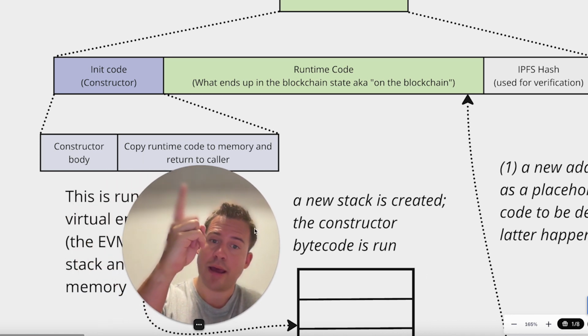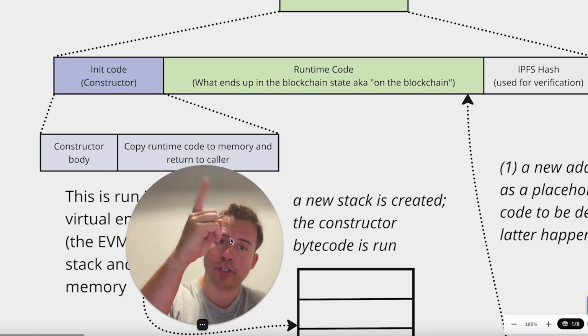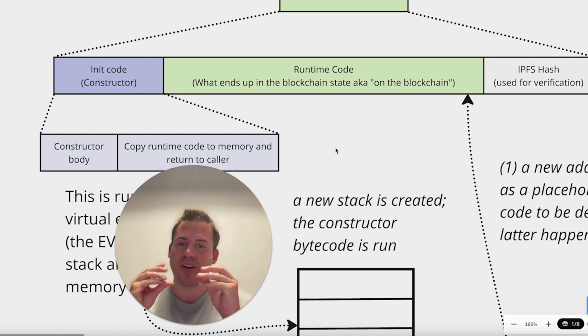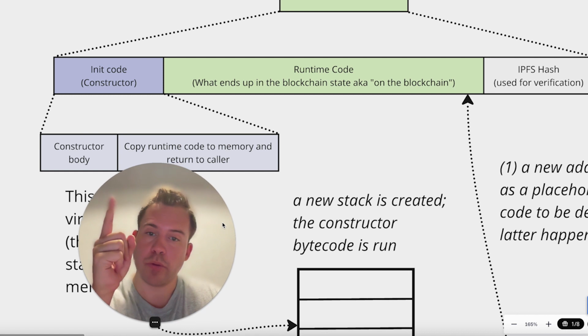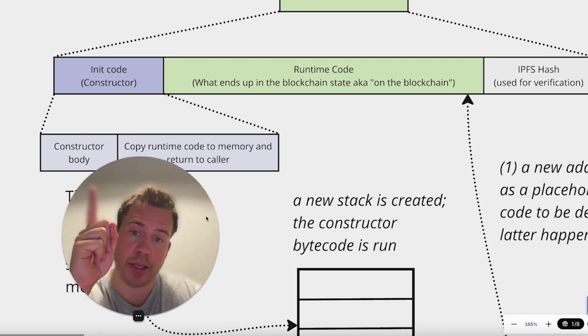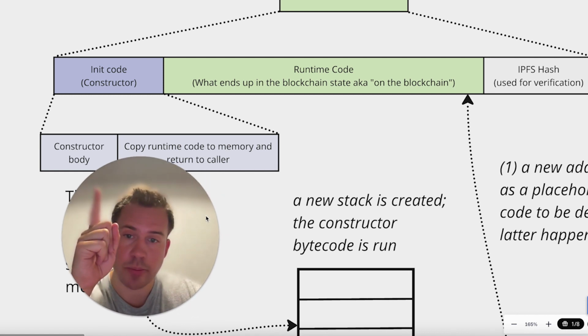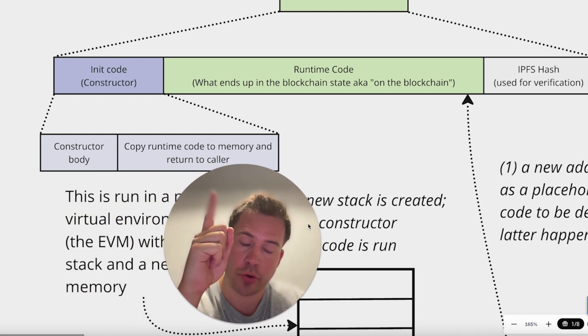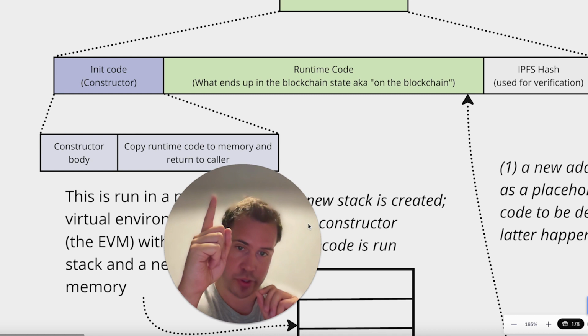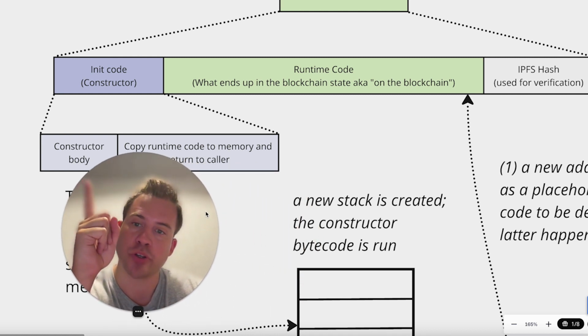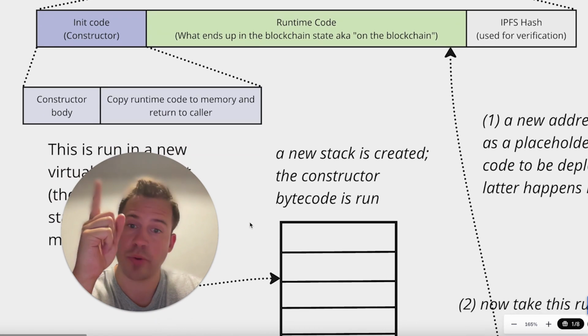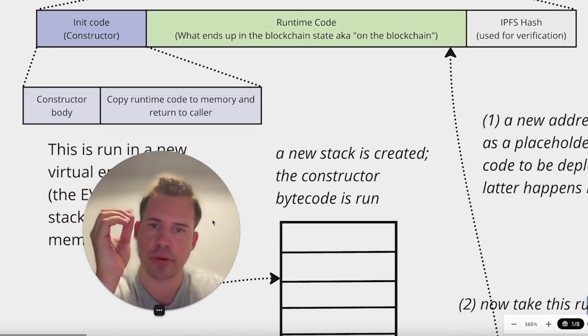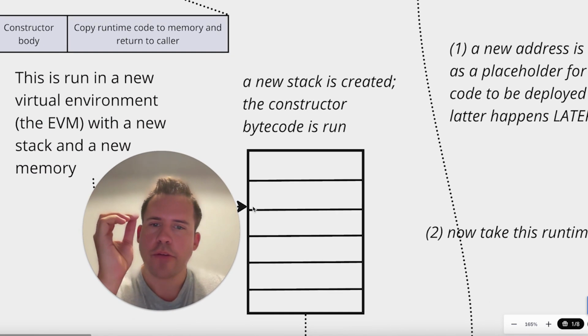Now, when the runtime code is copied back to the caller, that's when the caller can put that runtime code on chain. So it's important to understand that during the constructor body, there is no runtime code. There is no code yet. This gets copied at the end of the constructor and returned to the caller, who then puts it on chain. That's why during the constructor body there is no contract, because we don't know the runtime code yet, or at least it hasn't been put on chain yet, I should say. We do know about it, but anyway, let's see how that works.